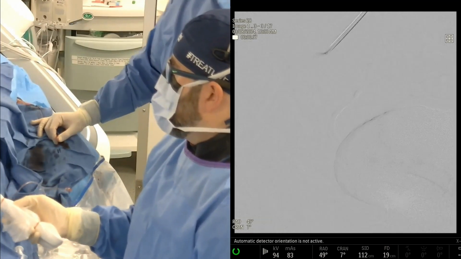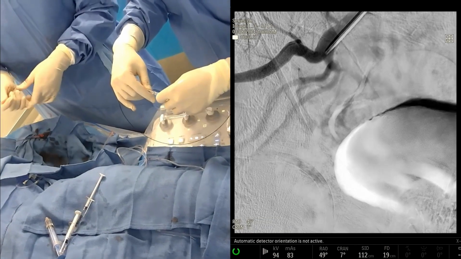Vivian's giving us a challenge here. What's the curve look like? That looks pretty good. Pull the wire back.